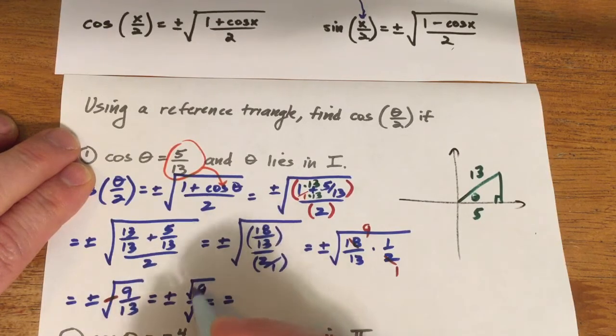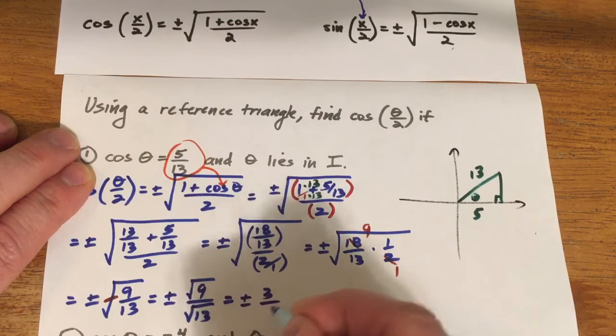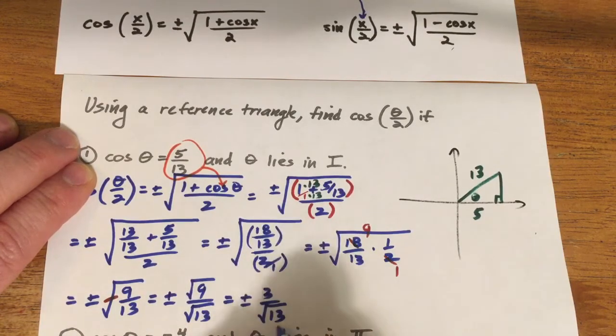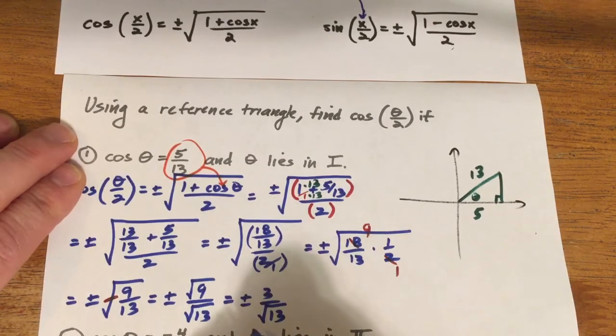And now the square root of 9 we can simplify, with 9 being a perfect square. That'll be 3 over square root of 13. And for our purposes, we can leave our answer this way. For those students that rationalize, you're going to get 3 square root of 13 over 13, which is also good. Now, the final step is to figure out if this is supposed to be a positive or a negative sign.